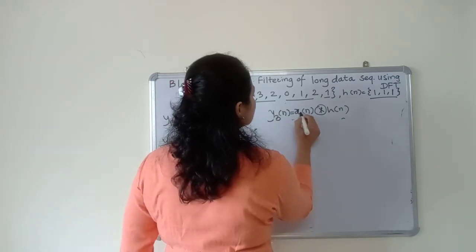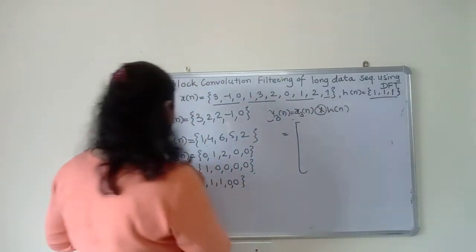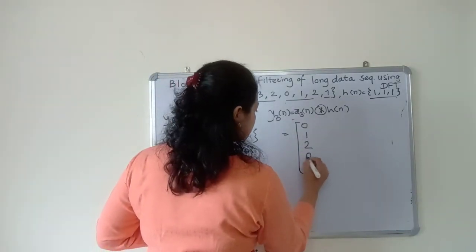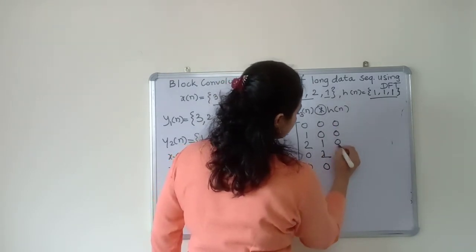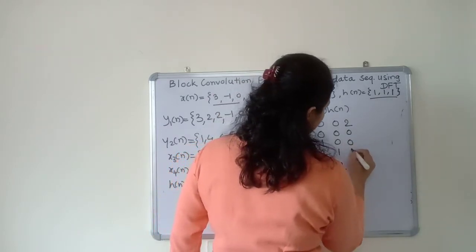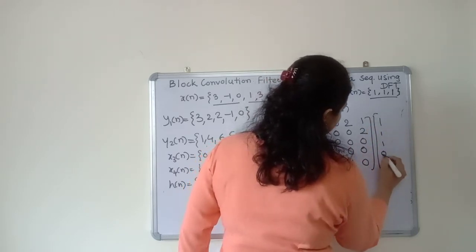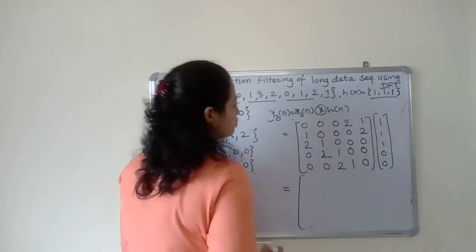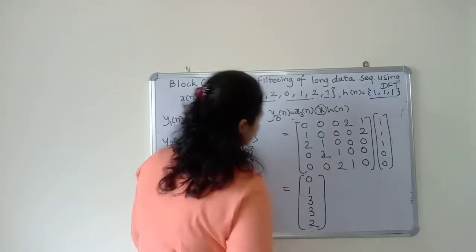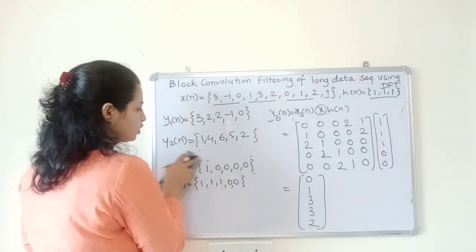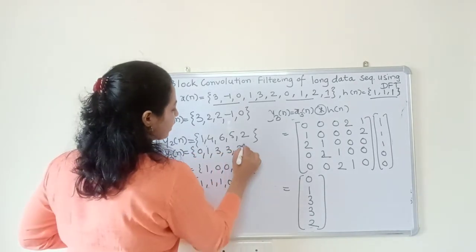Now y3 of n is equal to x3 of n circularly convolved with h of n. Let us form the circulant matrix for this 0, 1, 2, 0, 0 and multiply. So let us see what the output is. This is 0, this is 1, this is 3, 3 and 2. So let us write here y3 of n is equal to 0, 1, 3, 3 and 2.